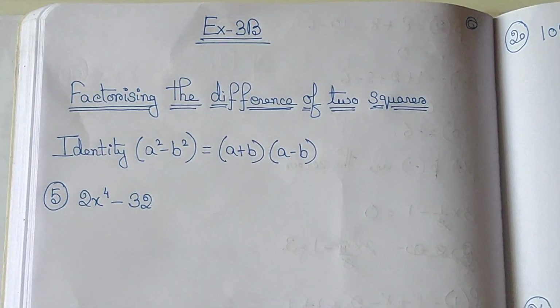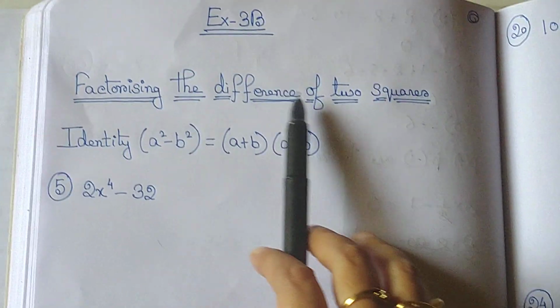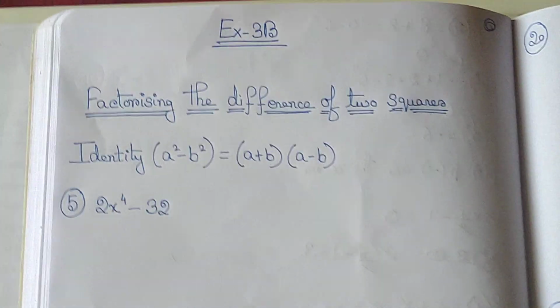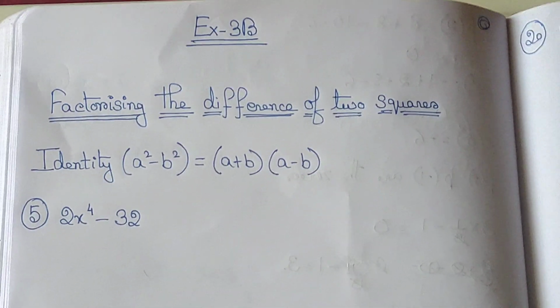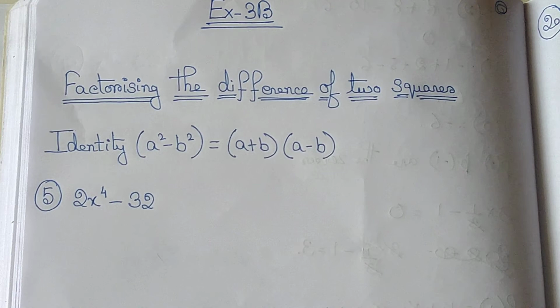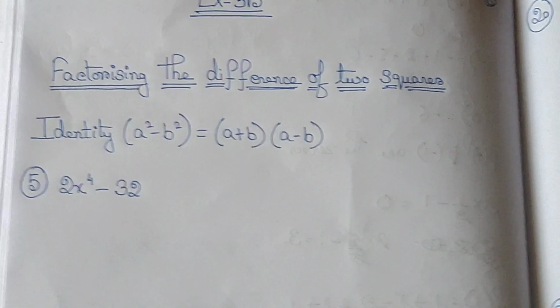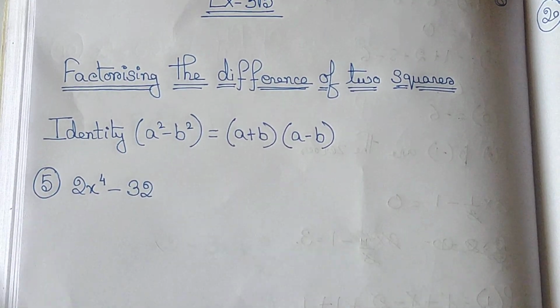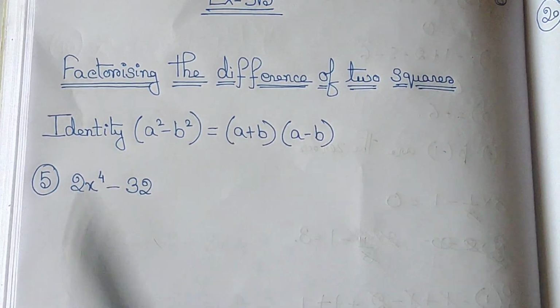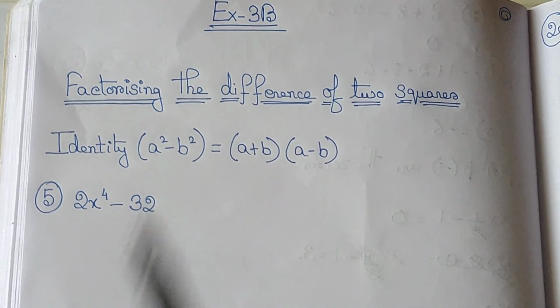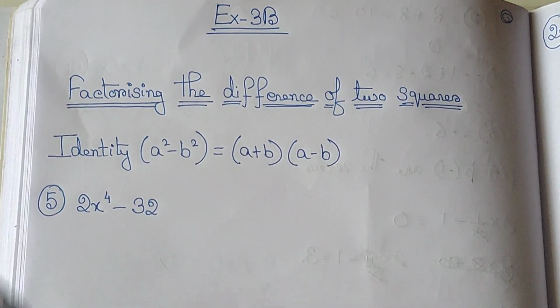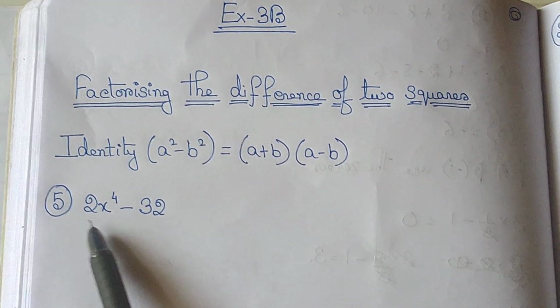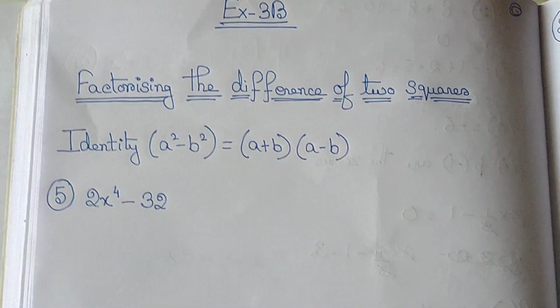Exercise 3B is mainly based on factorizing the difference of two squares. So, whenever we will be factorizing the difference of two squares, mainly the algebraic identity that I will be focusing on is a square minus b square is equal to a plus b, a minus b. Now we are going to solve sum number 5, 2x to the power 4 minus 32.